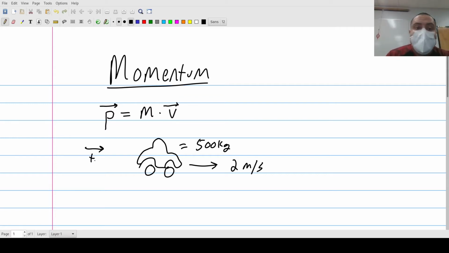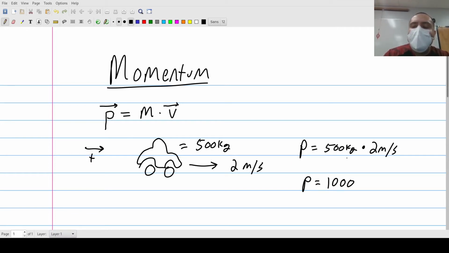Could you call left positive? Sure. Then you'd have a negative momentum and a negative velocity. But since I chose right positive, I'm going to have positive momentum as well. So the momentum of this car is equal to the mass, 500 kilograms, times the velocity, 2 meters per second, in the positive direction. So the momentum is equal to 1,000.